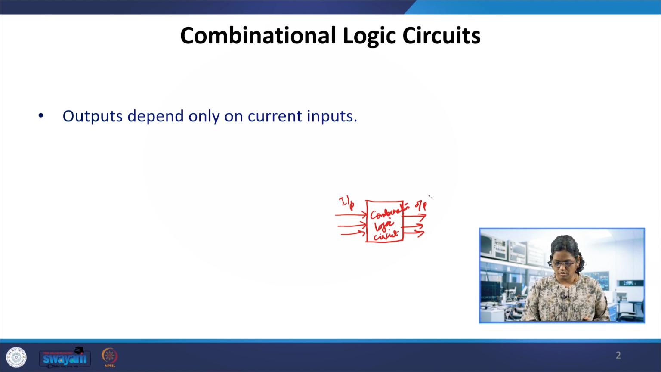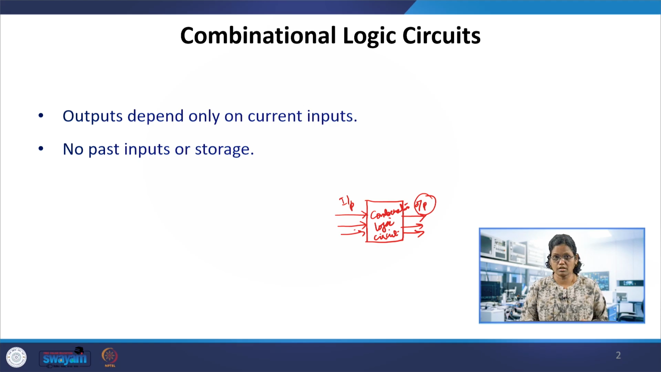So, the outputs depend only on the current input given to the logic system. There won't be any past input storage involved in combinational logic circuits. That means this particular instant's input alone decides the output, and there are no feedback loops. Similarly, the past output is not fed as an input to the combinational logic. So, combinational logic circuits are very simple, built with logic gates; the built-in gates, multiplexers, decoders, and encoders are a few examples of combinational logic circuits.